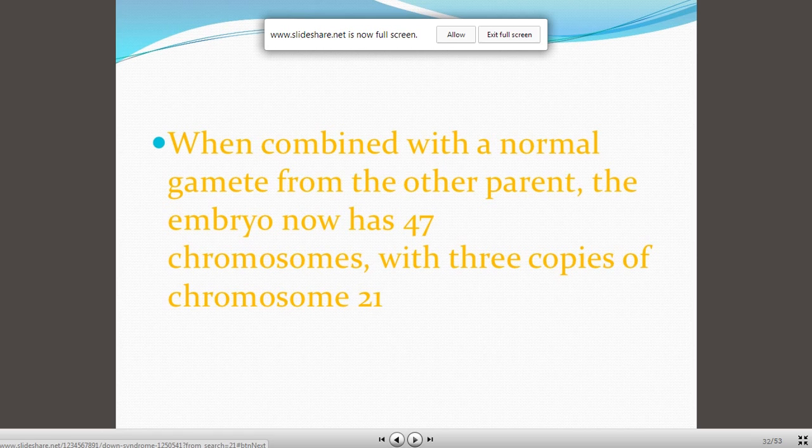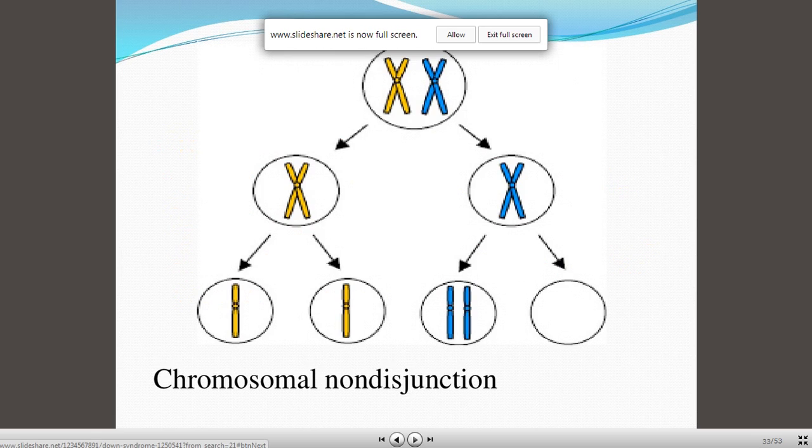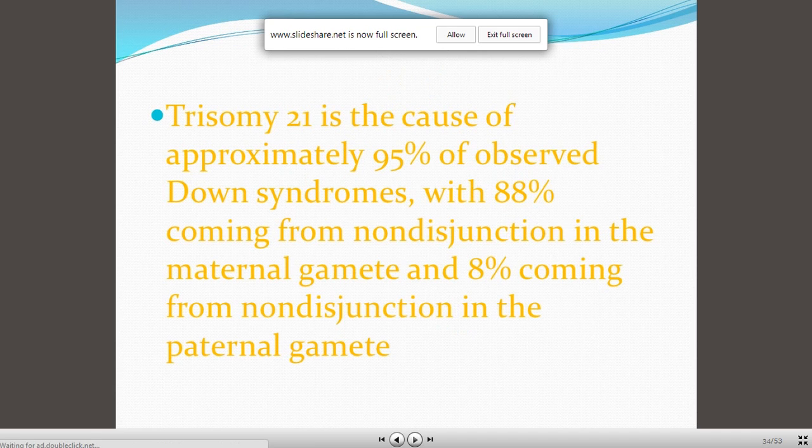When combined with a normal gamete from the other parent, the embryo now has 47 chromosomes, with 3 copies of chromosome 21. This shows how you get the 3 chromosomes for 21. Trisomy 21 is the cause of approximately 95% of observed Down syndromes, with 88% coming from non-disjunction in the maternal gamete and 8% coming from non-disjunction in the paternal gamete.